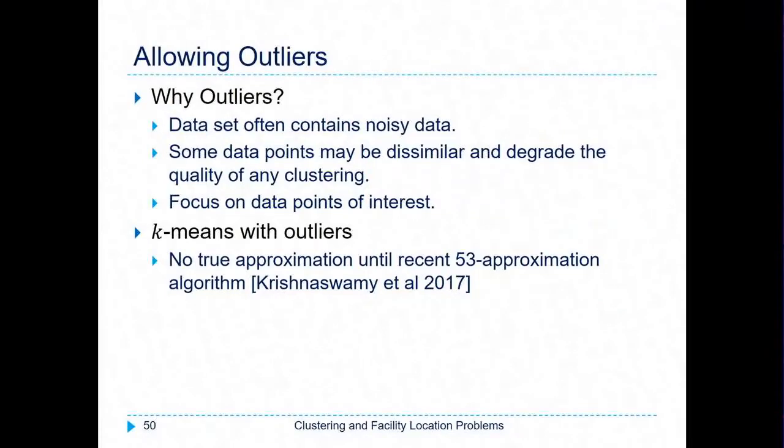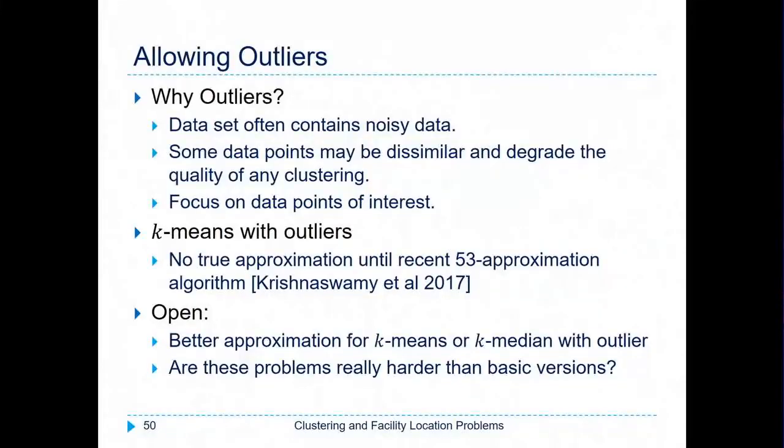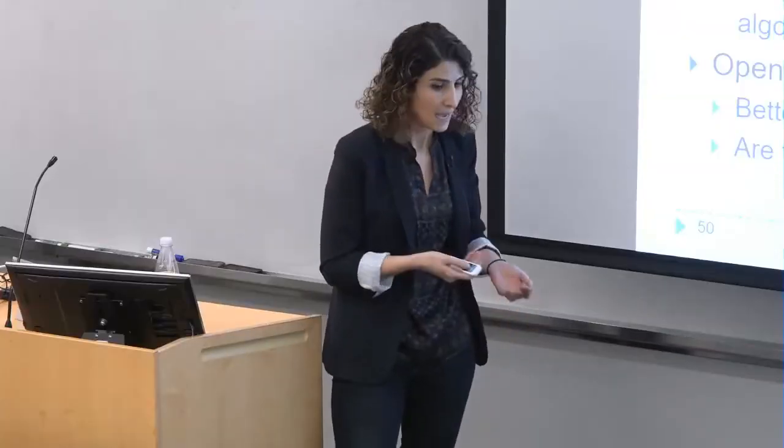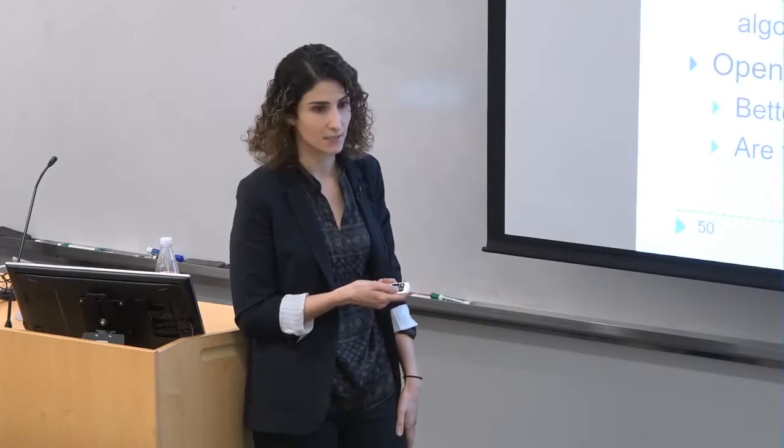One problem that wasn't really explored is the K-means problem with outliers. The only result for this problem, which came out very recently, is a 53 approximation algorithm, and no true approximation is known. Some open problems are: can we get an approximation for the K-median problem with outliers, or a better approximation for the K-means problem with outliers? We don't even know if these problems are harder than the basic versions, so the question on hardness is also open.